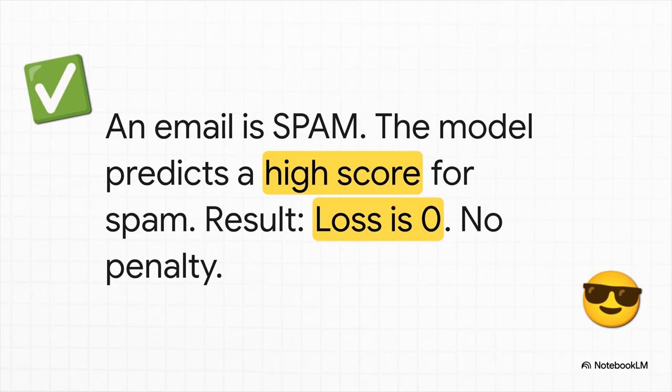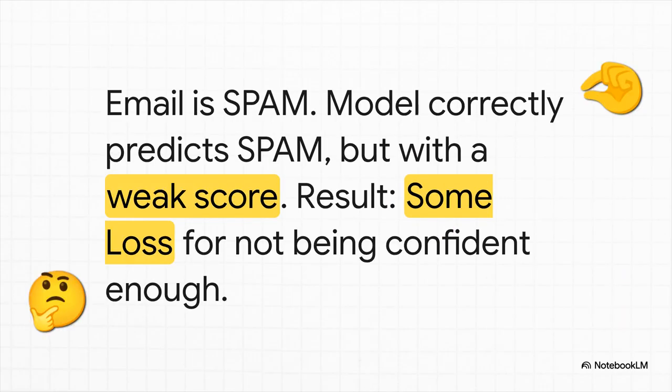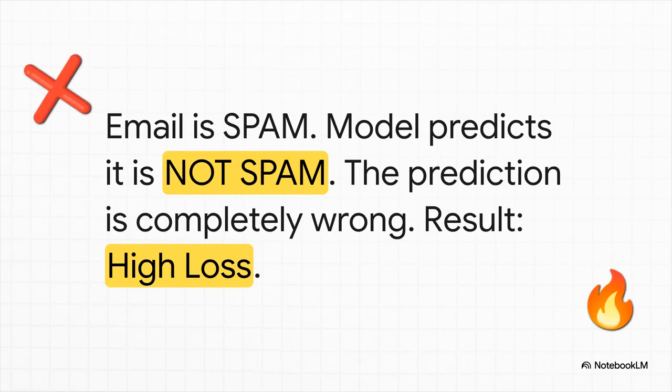Let's use a spam filter to see how this works. Case 1. An email is definitely spam, and the model confidently says, yep, that's spam, with a high score. Hinge loss gives it a perfect score, 0, no penalty, job well done. But now, case 2. The email is spam, the model correctly identifies it, but it's a little hesitant. Its confidence score is weak, kind of close to the not spam line. In this case, it actually gets a small penalty for not being sure enough. And then, of course, you have case 3, the worst case scenario. The email is spam, but the model gets it totally wrong and says it's not. That's when it gets hit with a high penalty score.